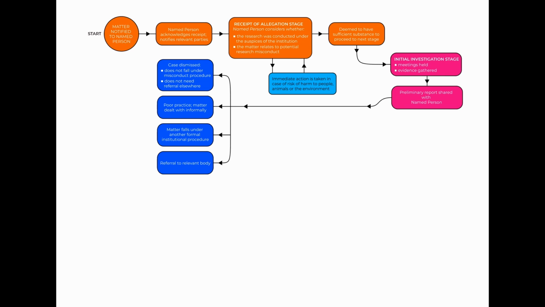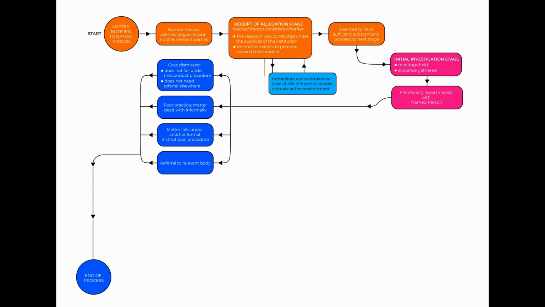Third, the matter is not deemed to be research misconduct, but it is serious and needs to be dealt with elsewhere. For example, the matter could potentially fall under another institutional procedure such as bullying, harassment, or grievance. Fourth, the matter might be referred to another relevant body, be it internally or externally to the institution. These outcomes will bring the investigation to an end.